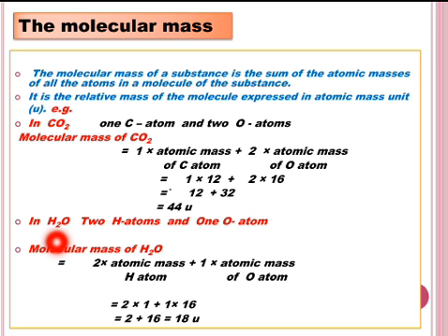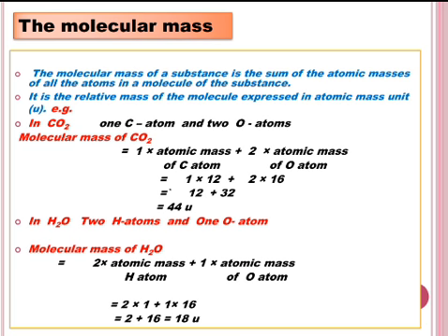In one molecule of water, there are 2 hydrogen atoms and 1 oxygen atom. So multiply 2 hydrogen atoms with its atomic mass, that is 1. It comes out to be 2 multiplied by 1, that is 2. And multiply 1 atom of oxygen with its atomic mass, that is 16. It comes out to be 1 multiplied by 16.